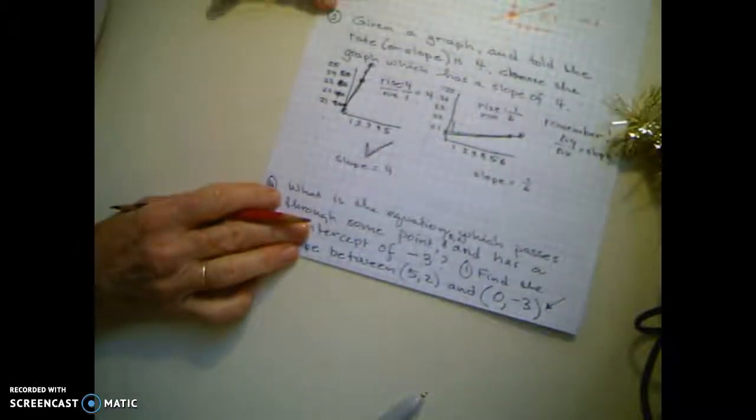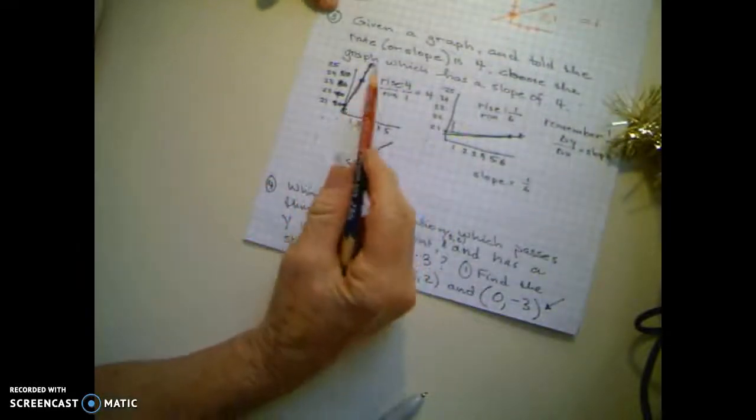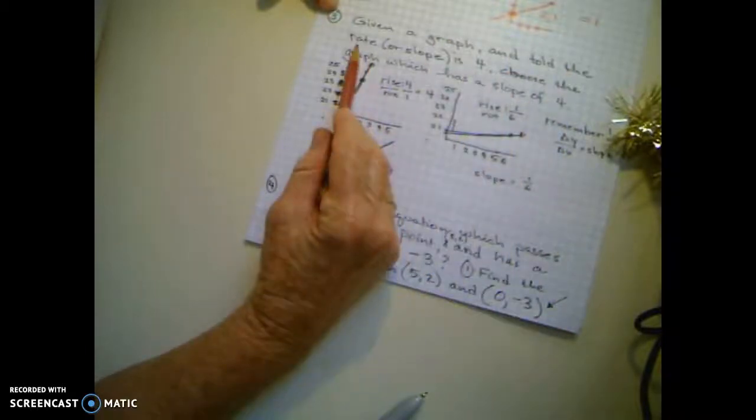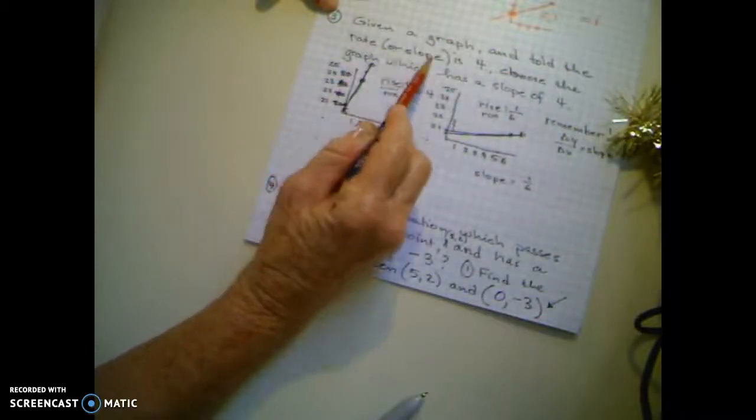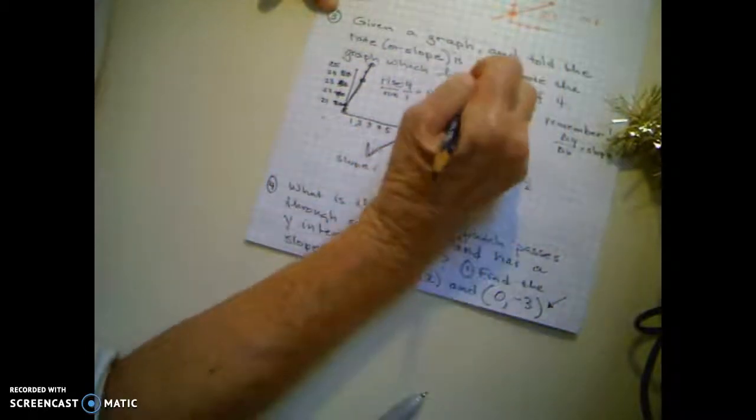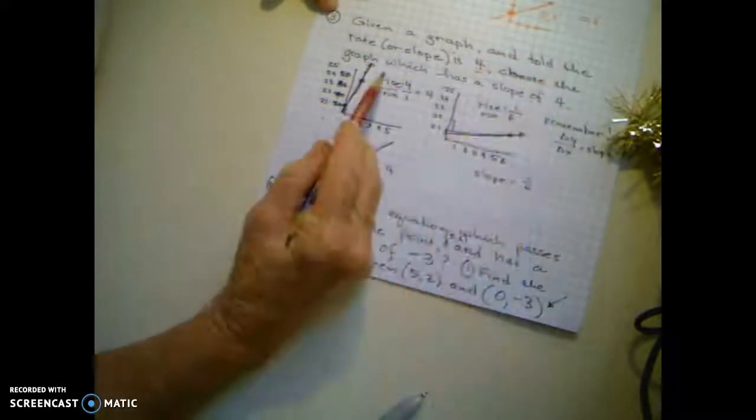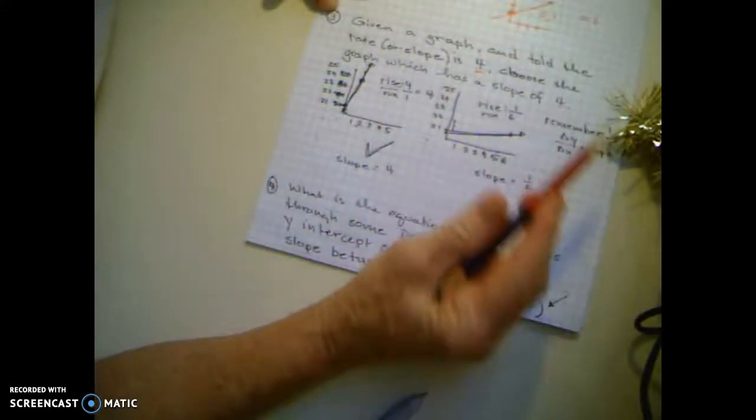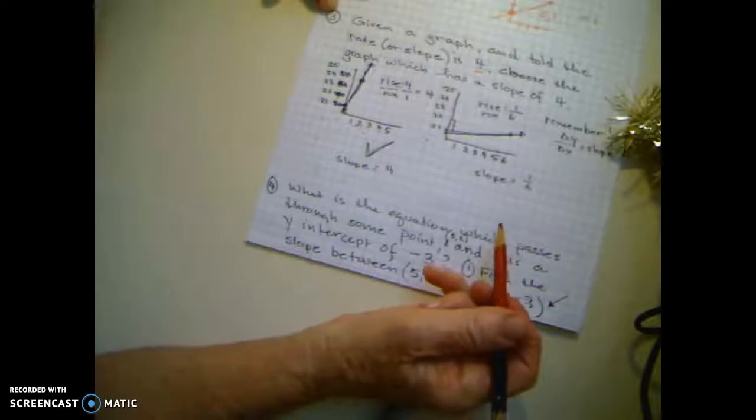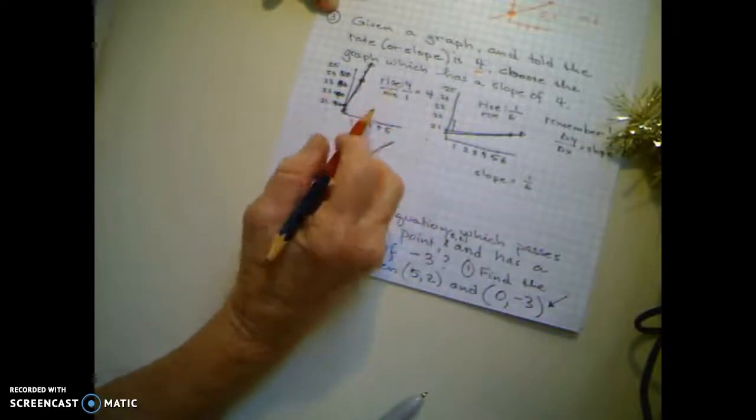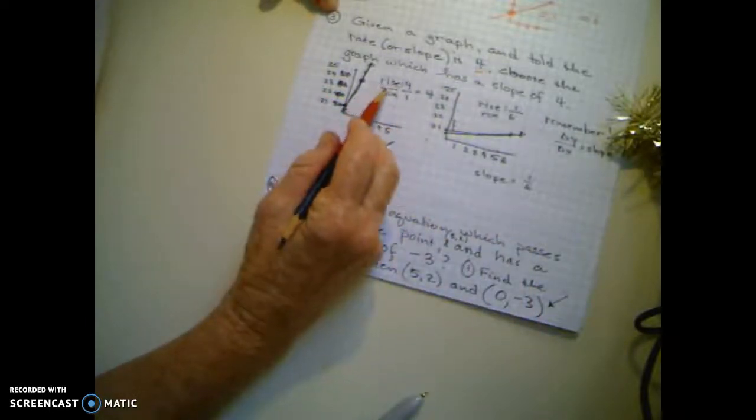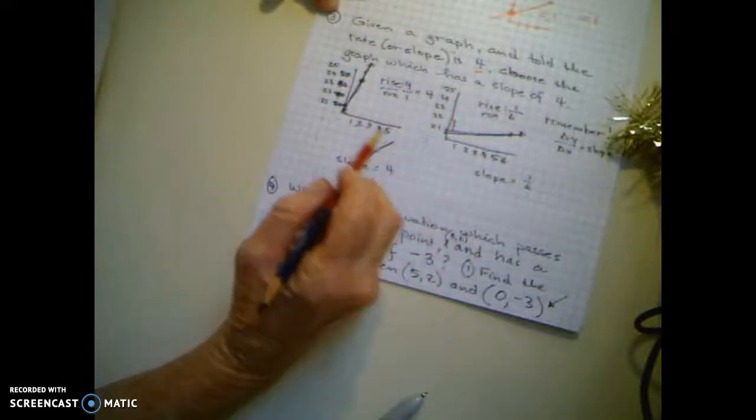Moving on to concept 3. If you are given a graph and you are told the rate of change or the slope, those are the same, is 4, you have to choose the graph which has the slope of 4. Remember, there are two ways that we can figure out slope. One, we can use our formula. The other, we can simply count the boxes.